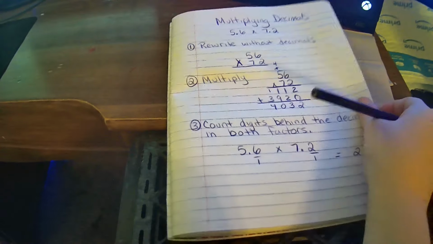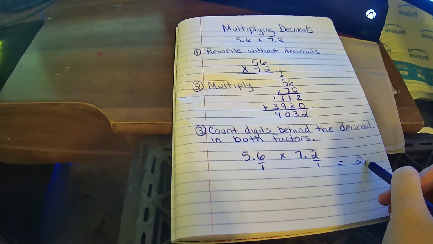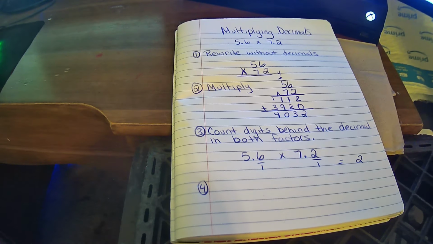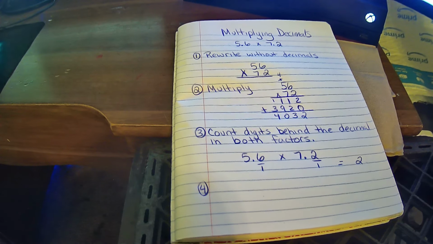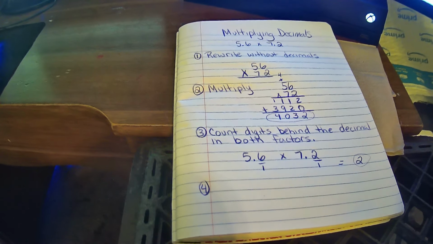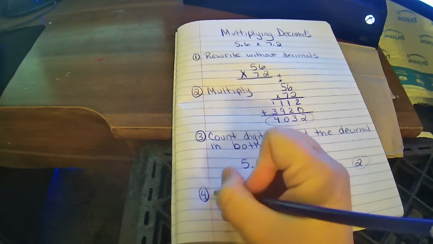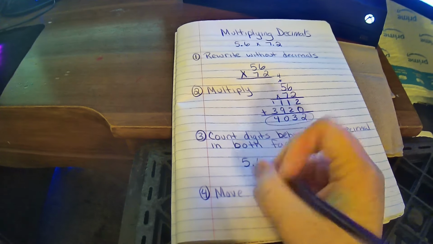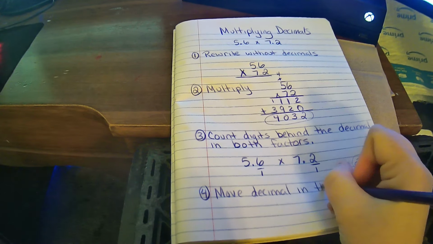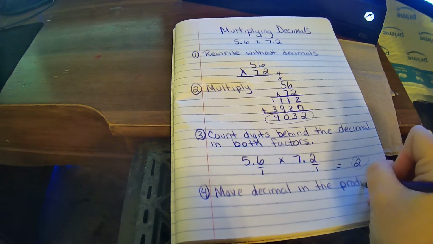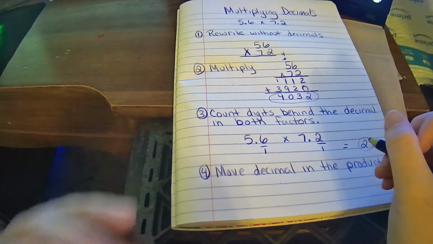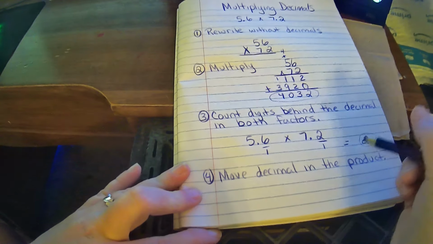We're almost done. Okay, so we had 2 numbers behind the decimal. So step 4, the final step, is to move the decimal in our answer this many times to the left. So we're going to move the decimal in the product.